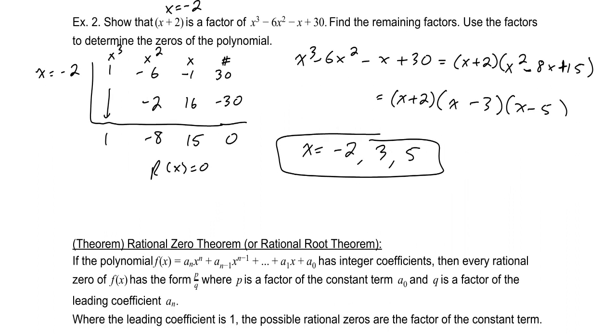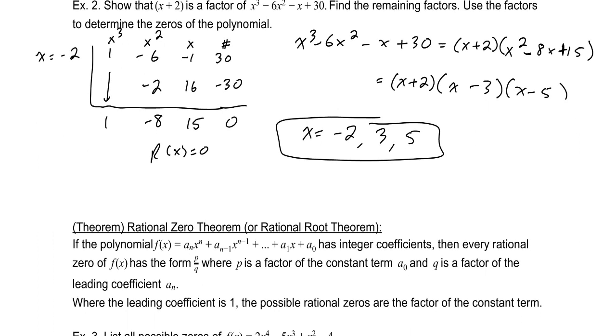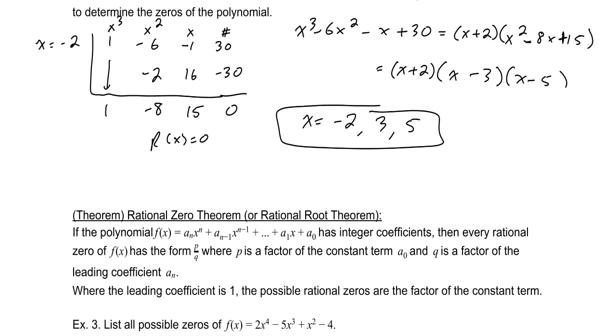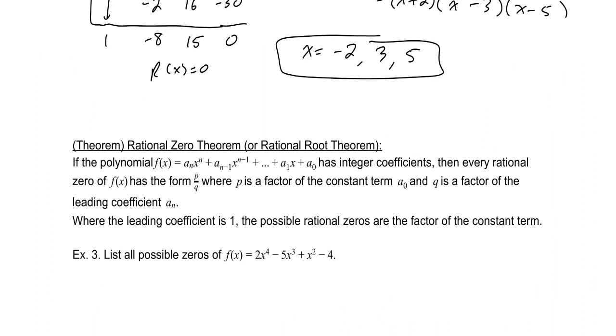All right, now this leads us to what is called the rational root theorem or the rational zero theorem, depending on your textbook. This states that if we have a polynomial in standard form with integer coefficients, then every rational zero of f of x has the form p divided by q, where p is a factor of the constant term and q is a factor of the leading coefficient.